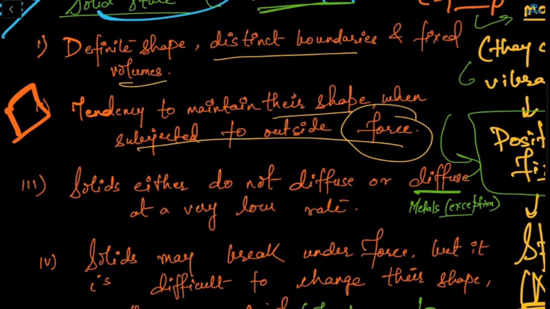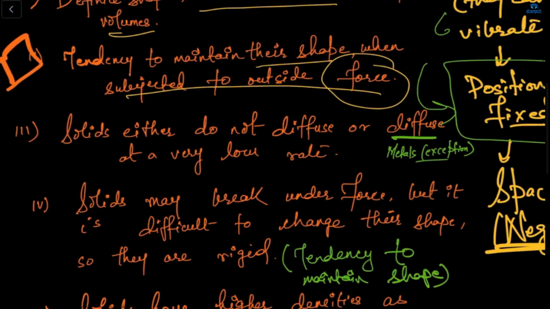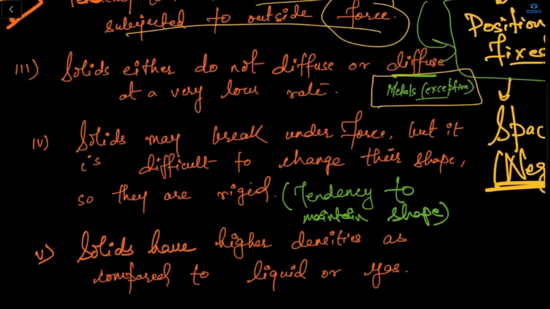Next, solids either do not diffuse or diffuse at a very low rate. What's the meaning of diffuse? Metal is an exception; we'll get into this. Next point: solids may break under force, but it is difficult to change their shape, so they are rigid. Rigid means the tendency to maintain shape. If I apply a lot of force to the pencil, it will even break, but it will not change its shape. Why? Because they are rigid.